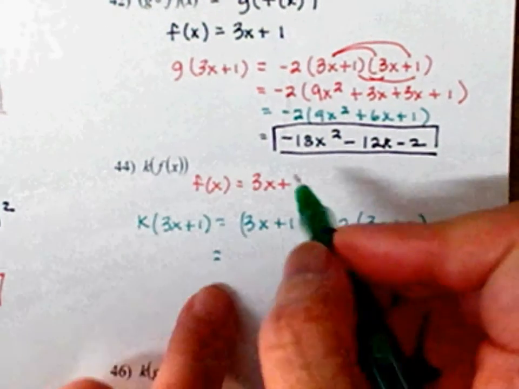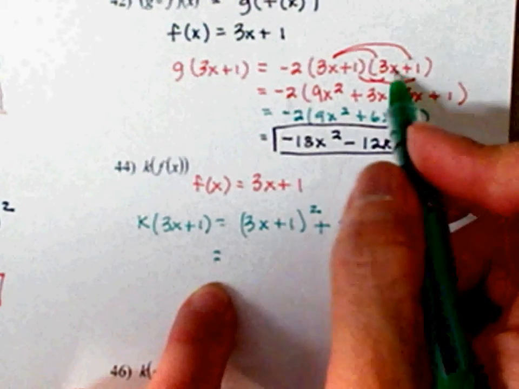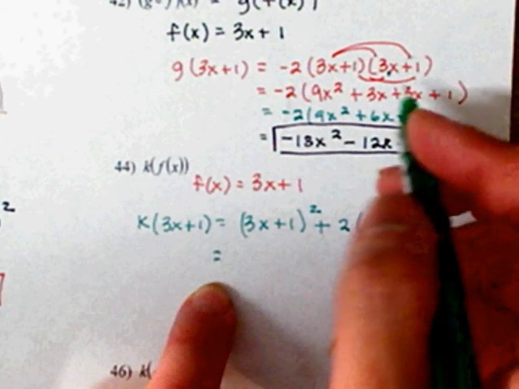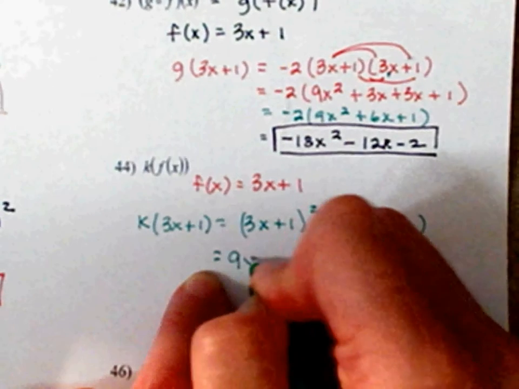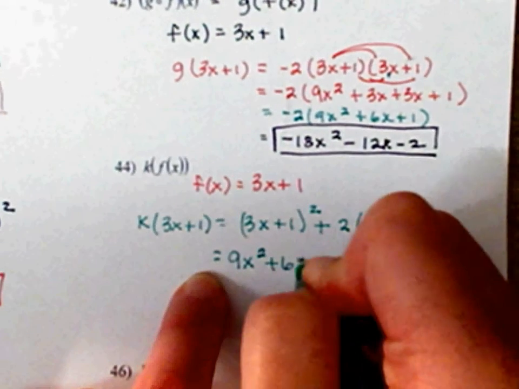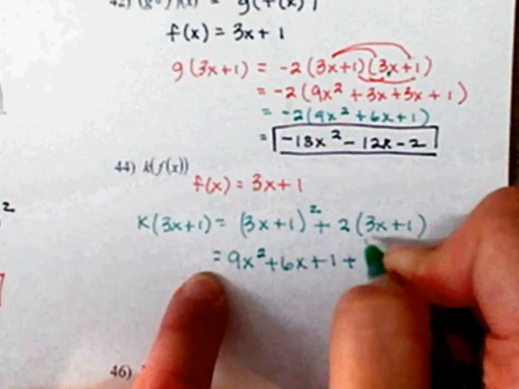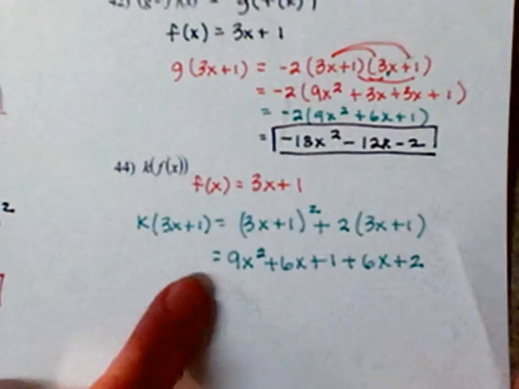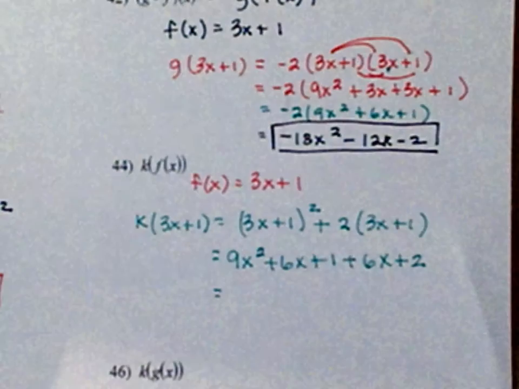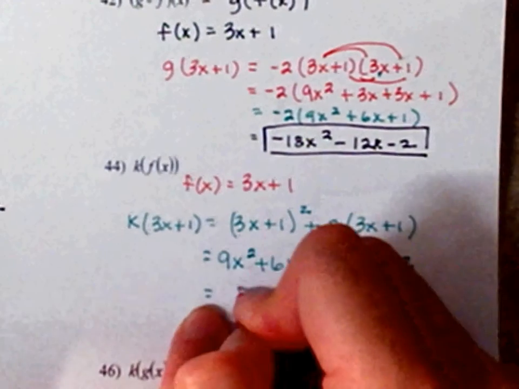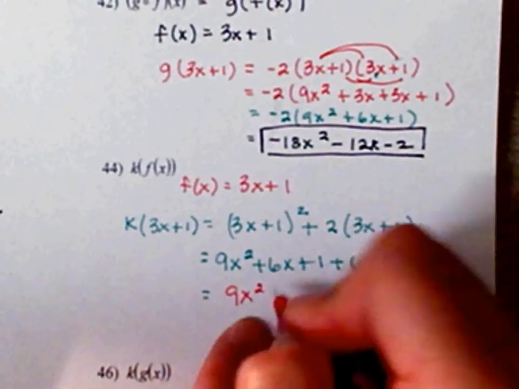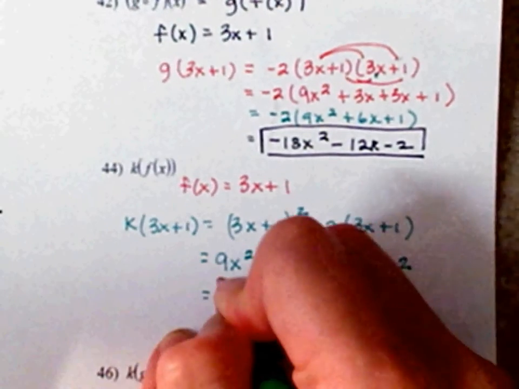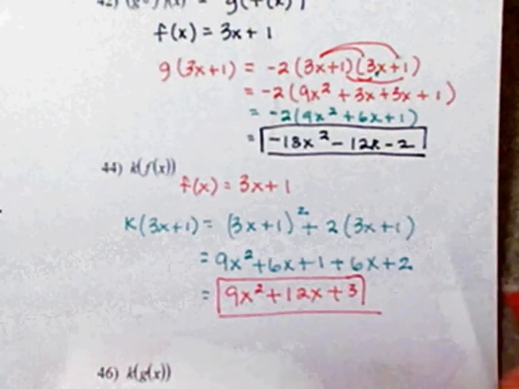Now, 3x plus 1 squared, which you have done right here, is this part. So I'm just going to skip that. So this comes out to be 9x squared plus 6x plus 1. Go ahead and distribute, so you have 6x plus 2. Combine your like terms. And so now you have 9x squared plus 12x plus 3. There's your number 44.